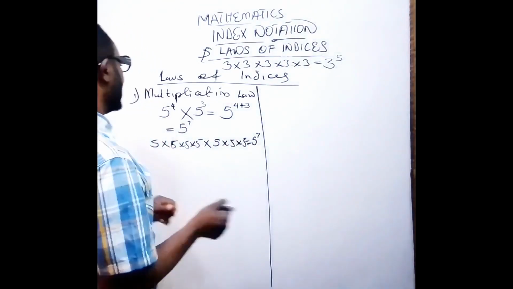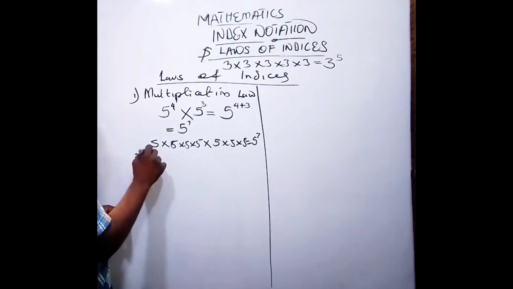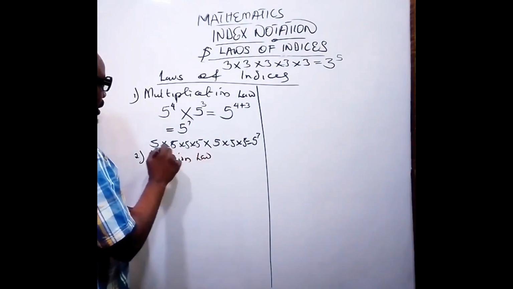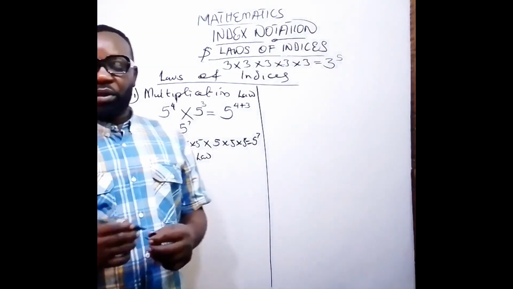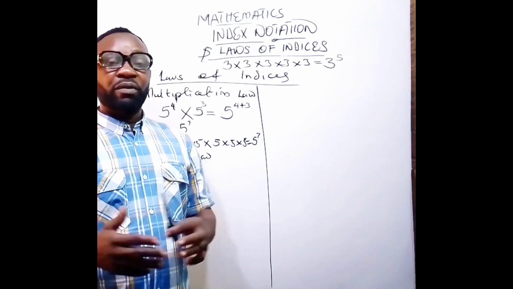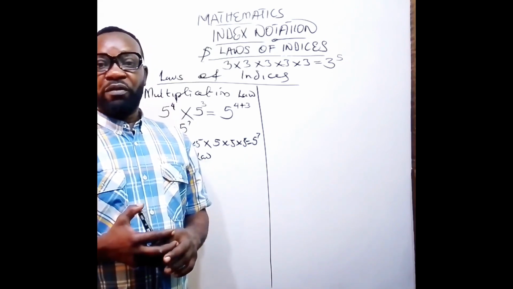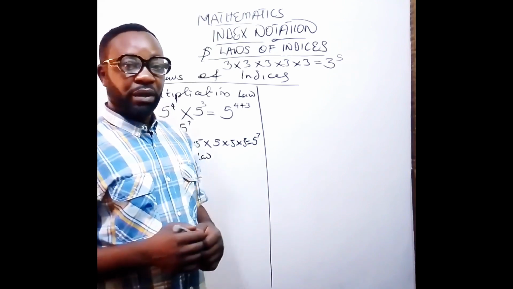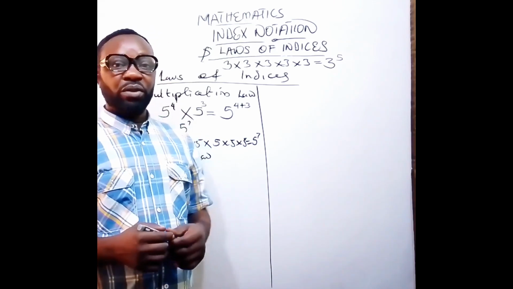Now we move to the division law. Division law. If the same number with powers on them is divided by each other, the powers will be subtracted from one another. That is what the division law is trying to tell us.